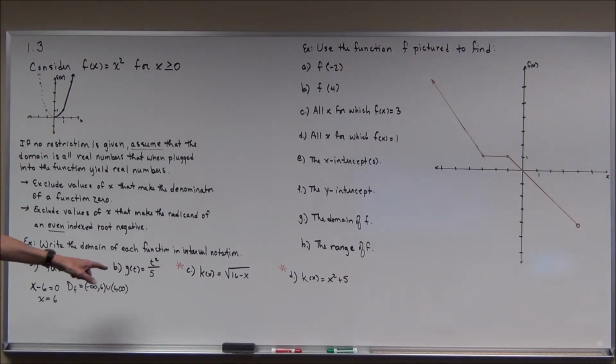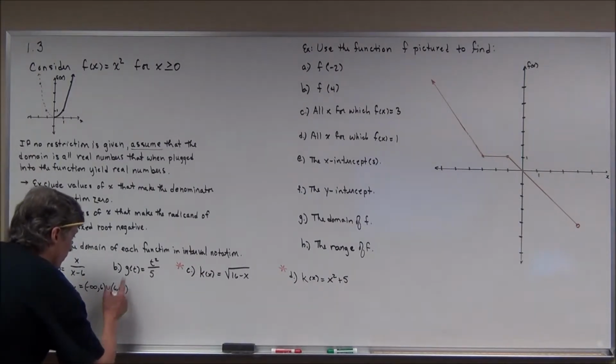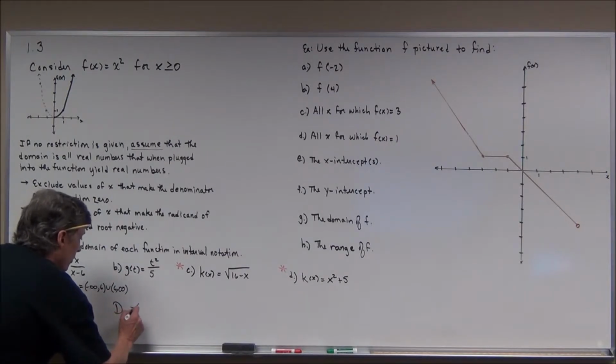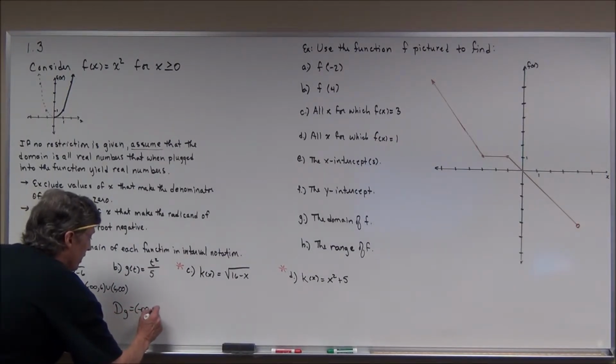Now I have another rational one right here, but my denominator is 5. So even though it looks like a rational function, this is actually a polynomial function. This is 1/5 t squared, and the implied domain for any polynomial function is the set of all real numbers. So my domain here for g would be all real numbers, from negative infinity to infinity.